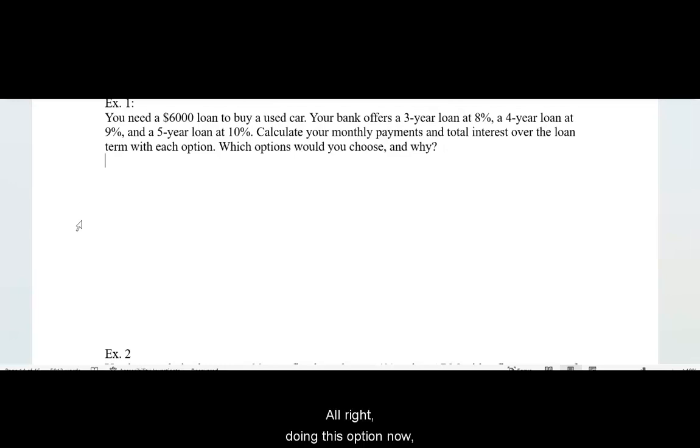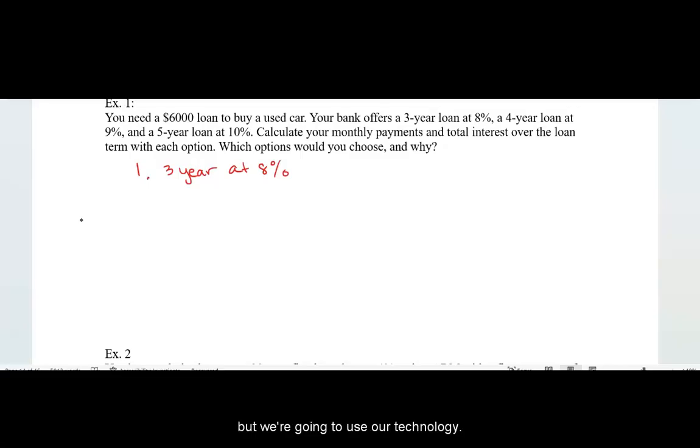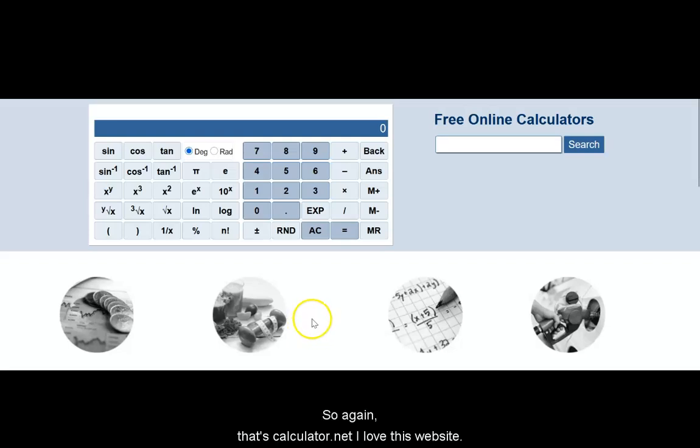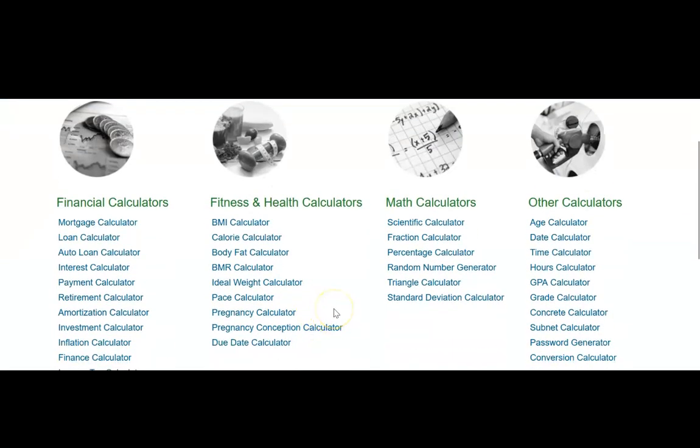All right, doing this option. Now, we're going to actually look at 3 options here. So I'm going to start off with option 1, and let's look at the 3-year loan at 8% interest. And we're not going to use the formula, but we're going to use our technology. We're going to go to that website we went to in a previous video, which was calculator.net. I already have it pulled up and ready to go. So again, that's calculator.net. I love this website. And under financial calculators, we'll just go to loan calculator.